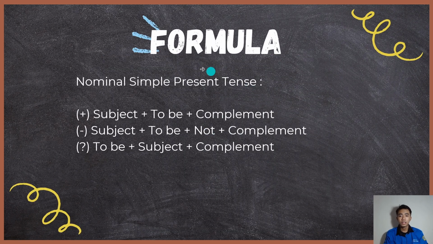Okay, formula nominal simple present tense. Positive: subject plus to be plus complement. Negative: subject plus to be plus not plus complement. Interrogative: to be plus subject plus complement.